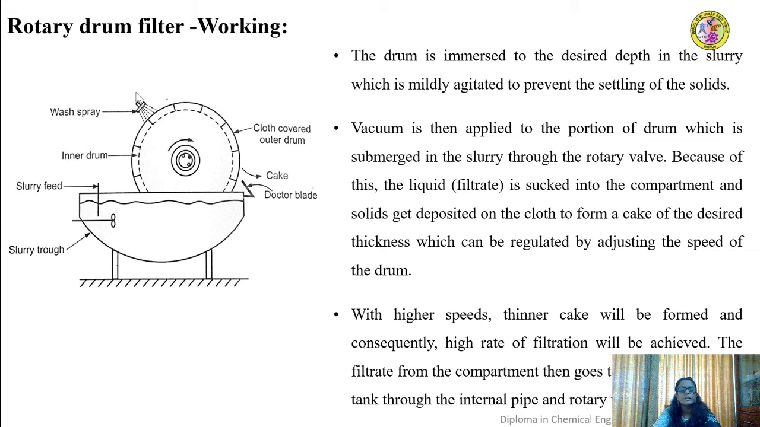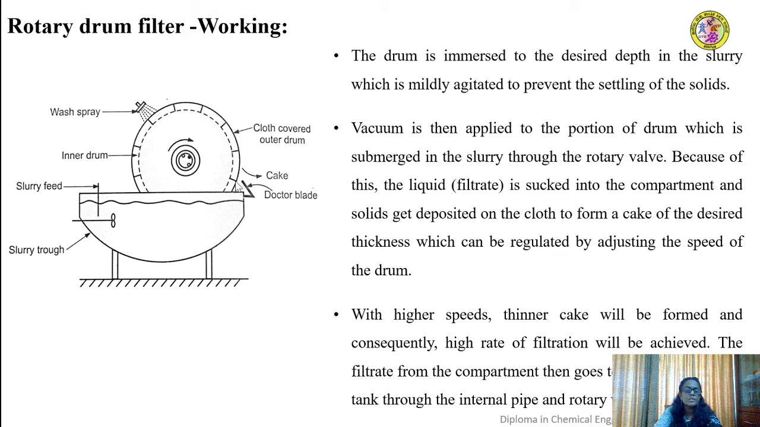So this is how a rotary drum filter works. The drum is immersed to a certain depth in the slurry, which is mildly agitated to prevent the settling of the solids. So when the vacuum is applied to that portion of the drum which is submerged in the slurry through the rotary valve, the liquid will be sucked into the compartment and the solid gets deposited on the cloth to form a cake of certain thickness, which can be regulated by adjusting the speed of the drum.